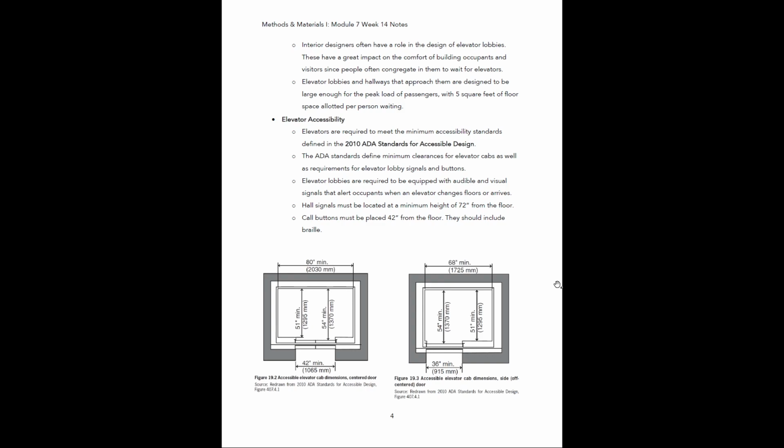Down here you can see a couple of schematics that were pulled from those ADA standards. And these just define the minimum clearances for elevator cabs, okay? So if we have an elevator cab with a center door, these are going to be your minimum interior dimensions. And then if we have one that is an off-center door, it's going to have slightly different dimensions. So this one's going to be a little bit smaller.